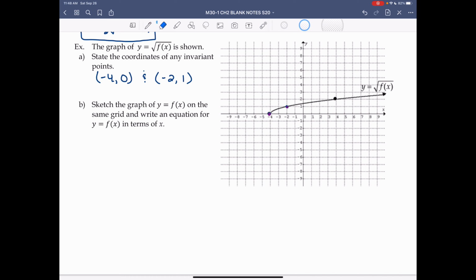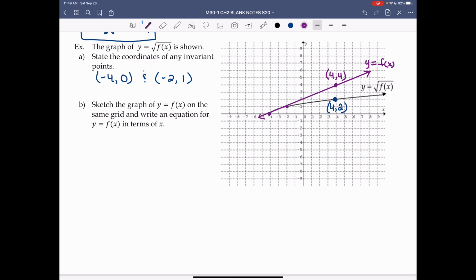So for example, if I look at the point right there, that is 4, 2. The x value stays the same, but if I square the y value, 2 squared is 4. So I go straight up and I put a point at x equals 4, y equals 4. That point is on the linear function. So I can join my points with a line. And there's my function y equals f of x. So we've sketched it.